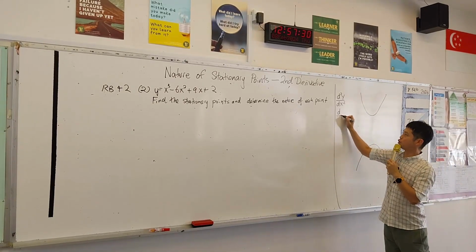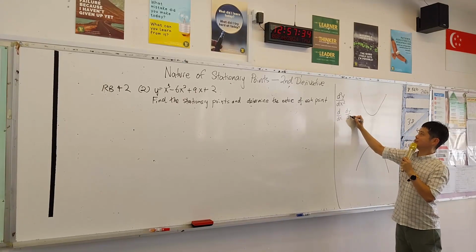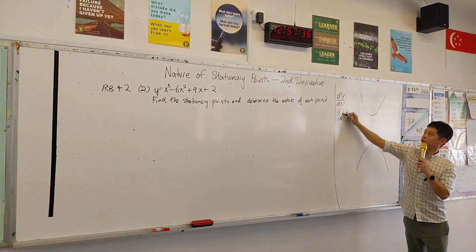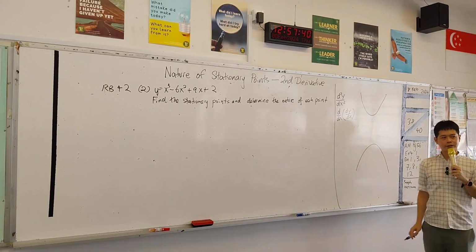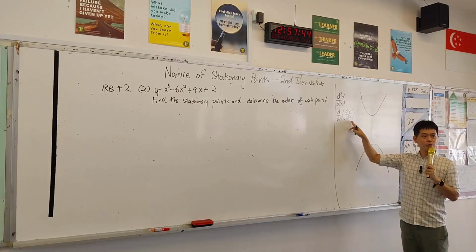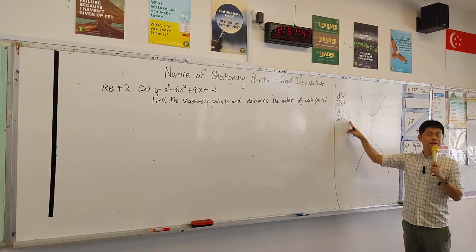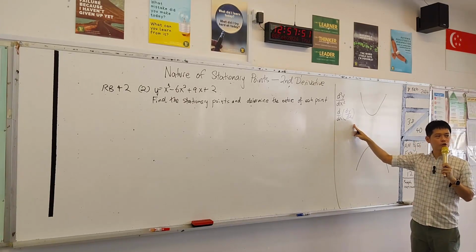That means I'm going to differentiate the gradient. Correct? I will differentiate the gradient. So what does differentiating the gradient mean? That means this is the slope, right? So what is the rate of change of the slope? How is the slope changing?